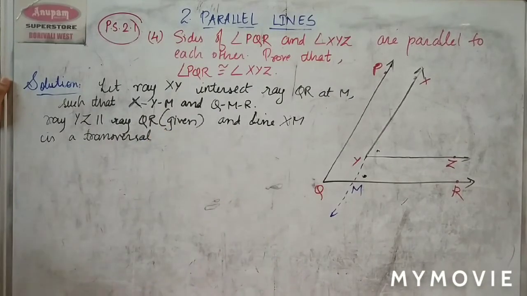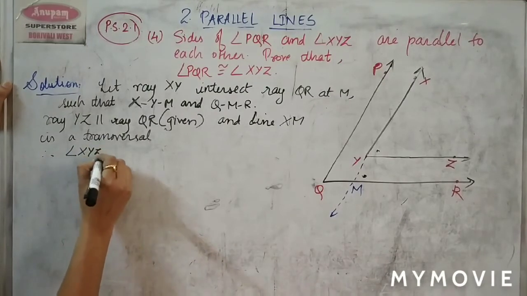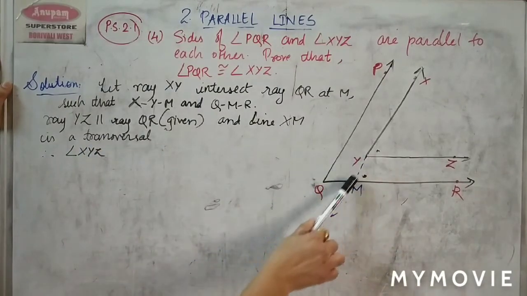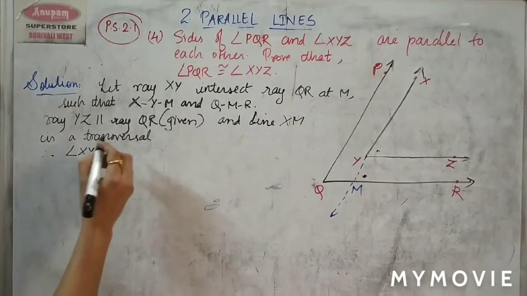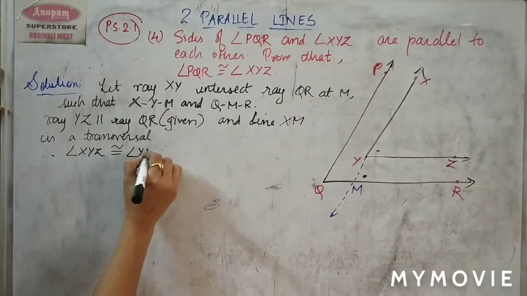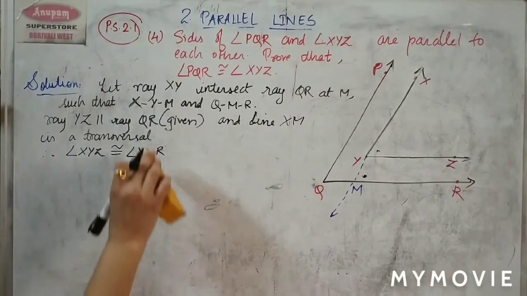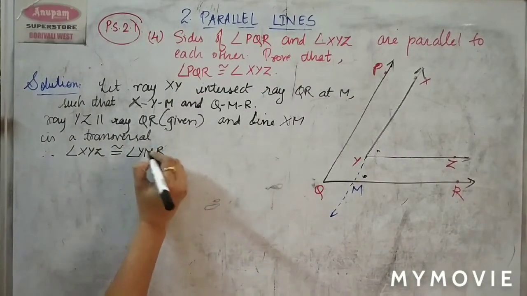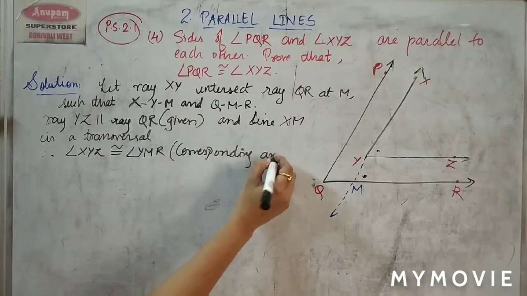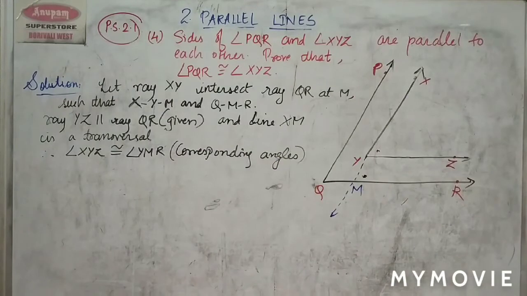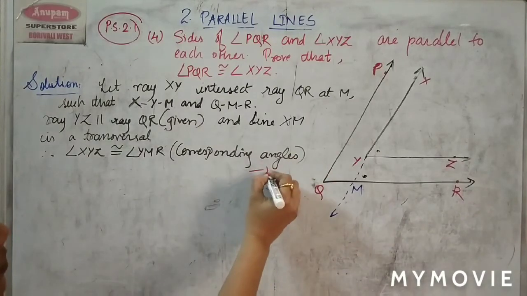And then we'll say therefore angle XYZ is congruent to angle YMR or XMR. Both ways it is correct. Okay. So I'll write down therefore this congruent to angle YMR. Reason will be corresponding angles. So on the next line, we can number this as 1 also. We'll number this as 1. This will be a 1.